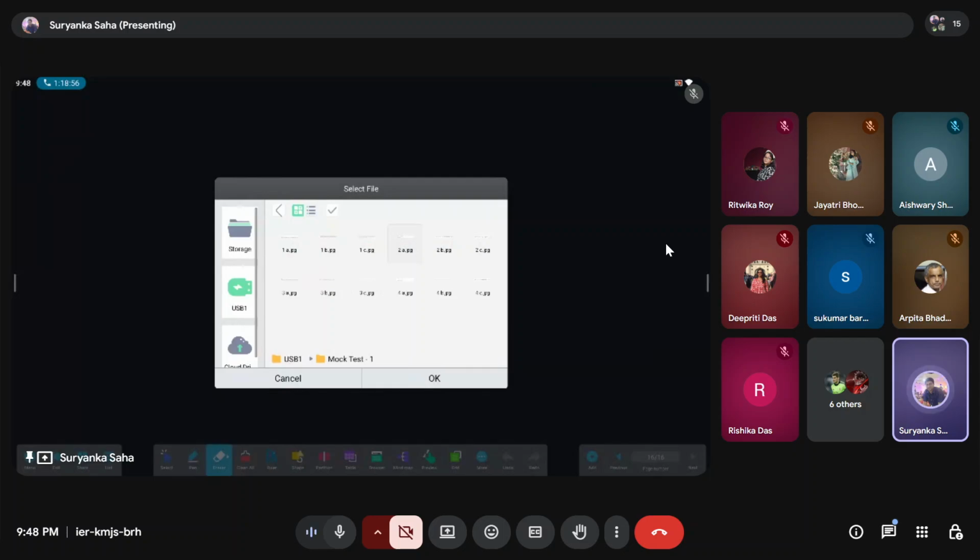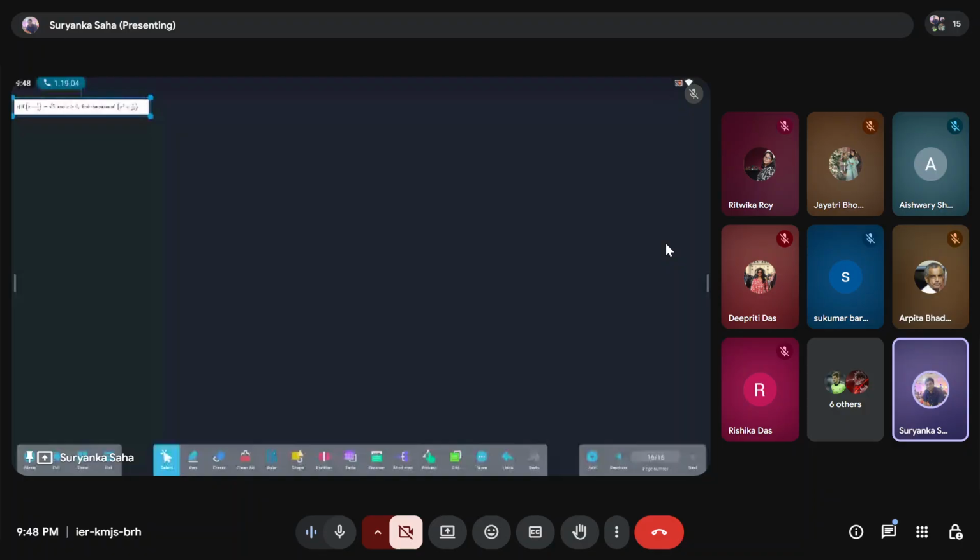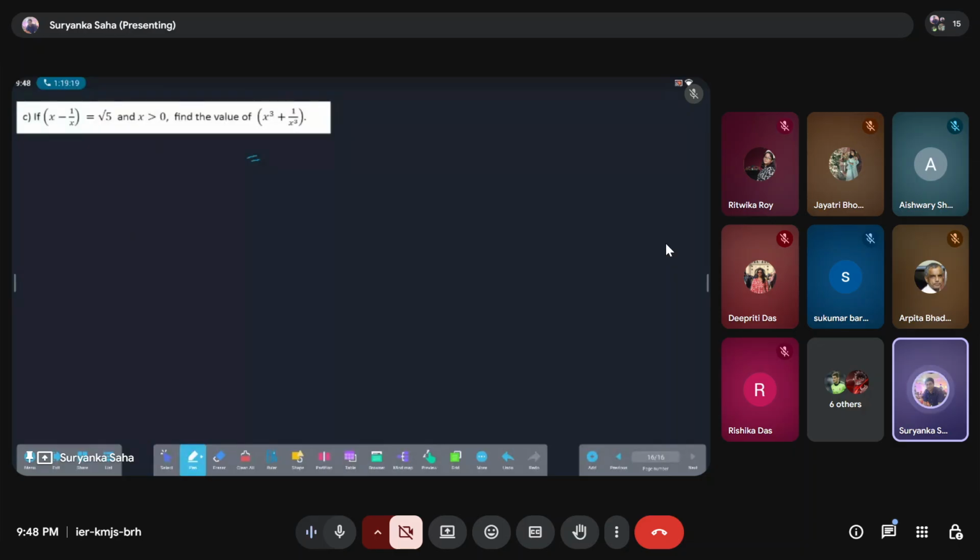Okay, x greater than 0, x cube minus 1 by x cube. Now, x cube minus this value. So how can I write this x cube plus 1 by x cube? You see the formula. Let me show you how to use this. Like the x plus 1 by x whole cube formula. It is a cube plus b cube plus 3ab into a plus b, isn't it?